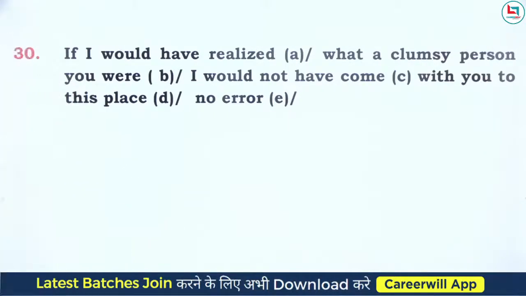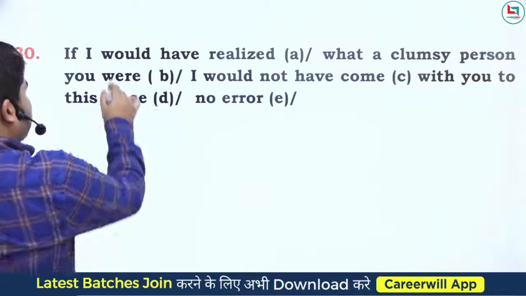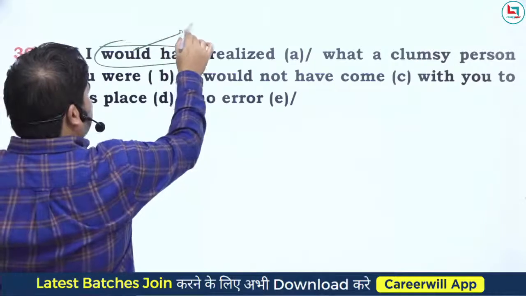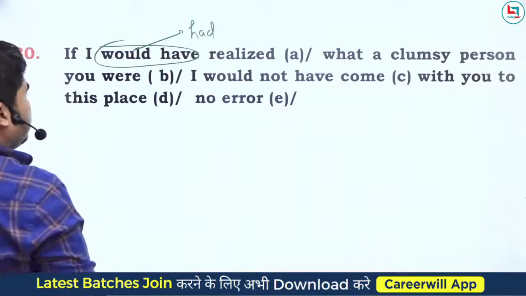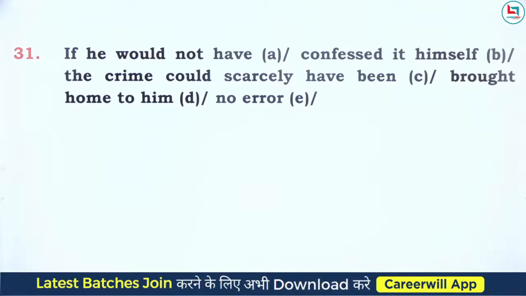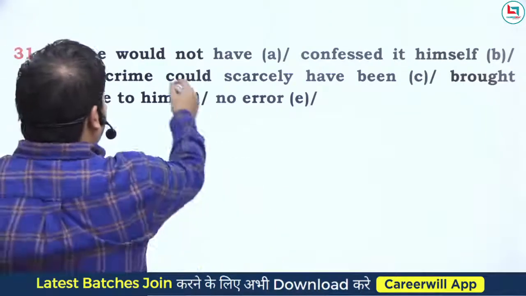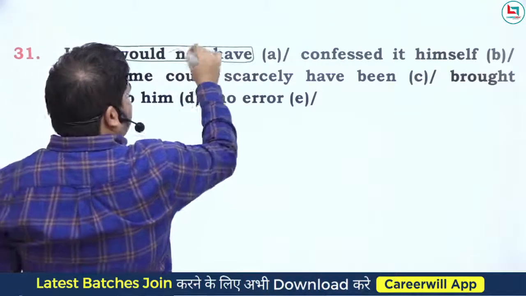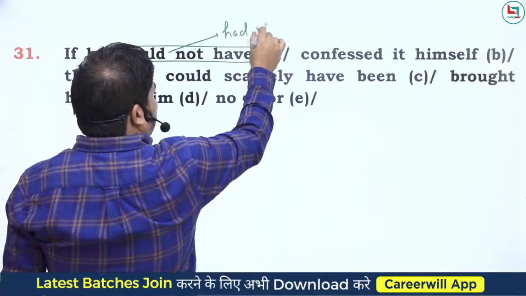If I would have realized what a clumsy person you were, I would not have come with you to this place. If I had realized, what a clumsy person you were, I would not have come with you to this place. If he would not have confessed it himself, the crime could scarcely have been brought home to him. Again, the same problem. The if clause will not take "would not have." This will be "had not." Had not accepted it.